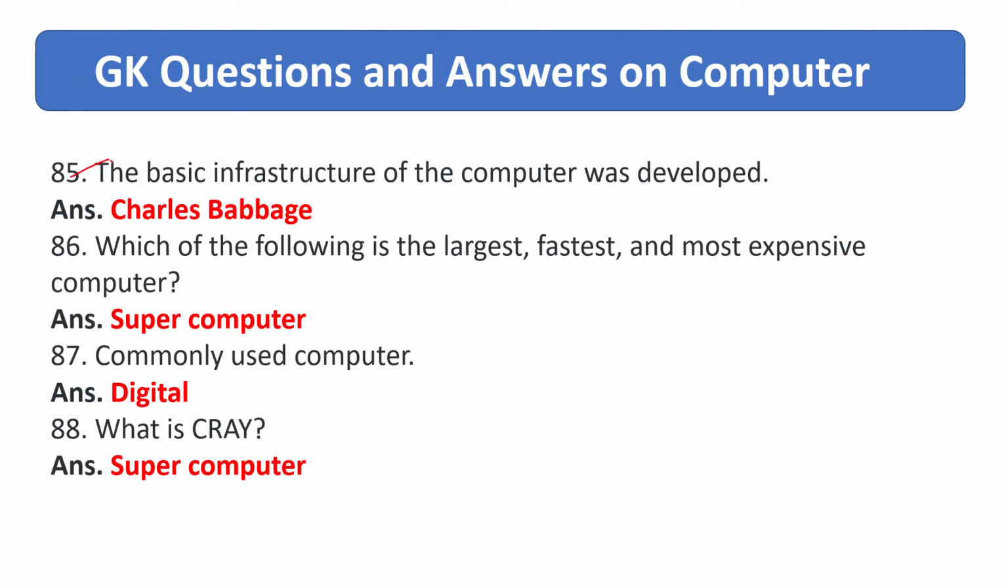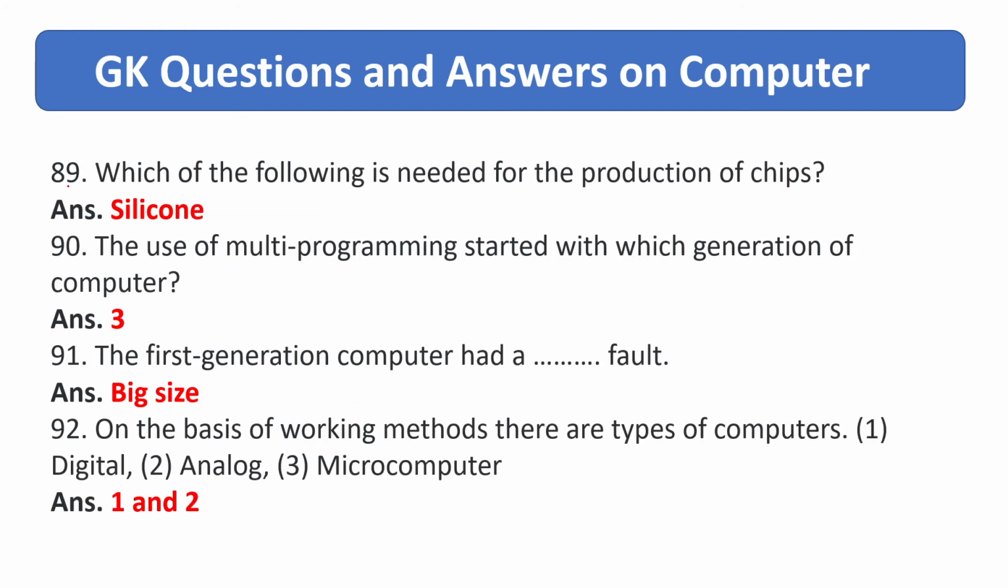The basic infrastructure of the computer was developed by? Answer is Charles Babbage. Which of the following is the largest, fastest and most expensive computer? Answer is supercomputer. Commonly used computer? Answer is digital computer. What is Cray? Answer is supercomputer. Which of the following is needed for the production of chips? Answer is silicon. The use of multiprogramming started with which generation of computer? Answer is Cray.